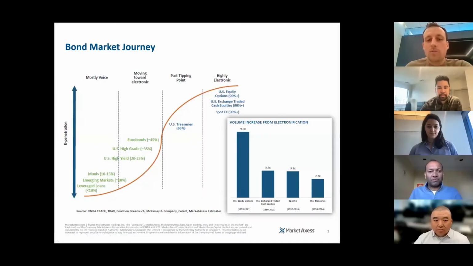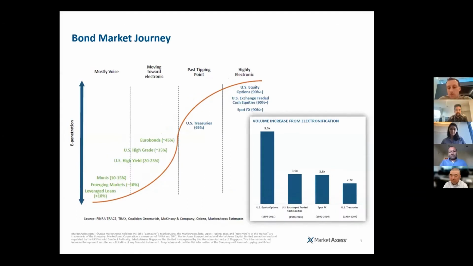Just to level set with the audience, I'm going to point this question to Julien. Can you explain what MarketAxess does and the service you provide to your clients? Introduction to what MarketAxess is doing and the business that we are in, which is the bond market.